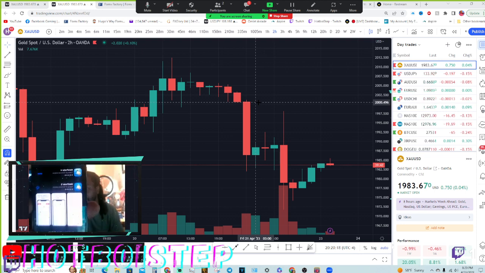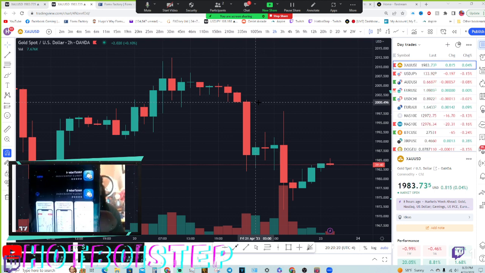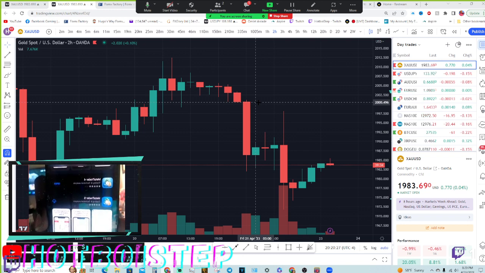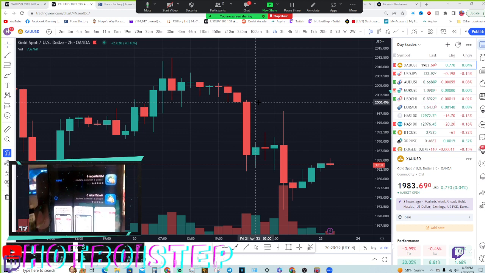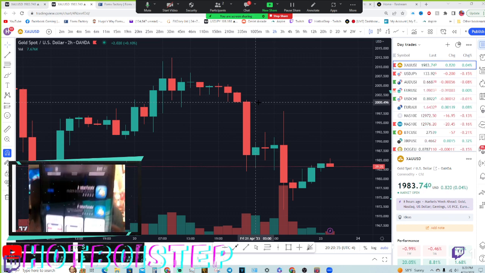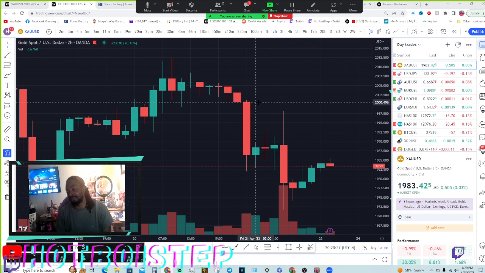So this is what MT4 looks like right here. It's called MetaTrader 4. They got a MetaTrader 5 also. So that's what it looks like on anybody's phone. Go ahead and download that. You'll be in the game, man.